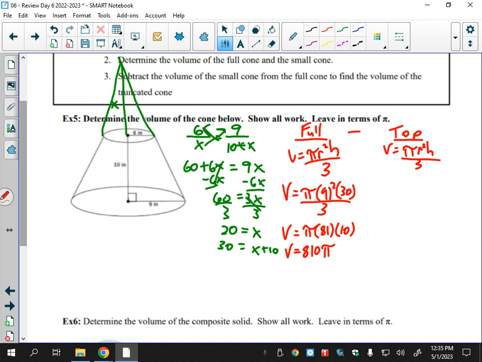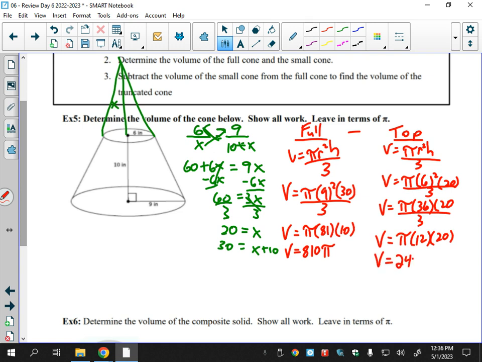Volume of our top small cone, radius of our top small cone is 6, and the height we found was 20. 6 squared is 36. 36 is divisible by 3. 36 divided by 3 is 12. 12 times 20 is 240, so 240 pi. And then we just subtract. 810 pi minus 240 pi gives us 570 pi.